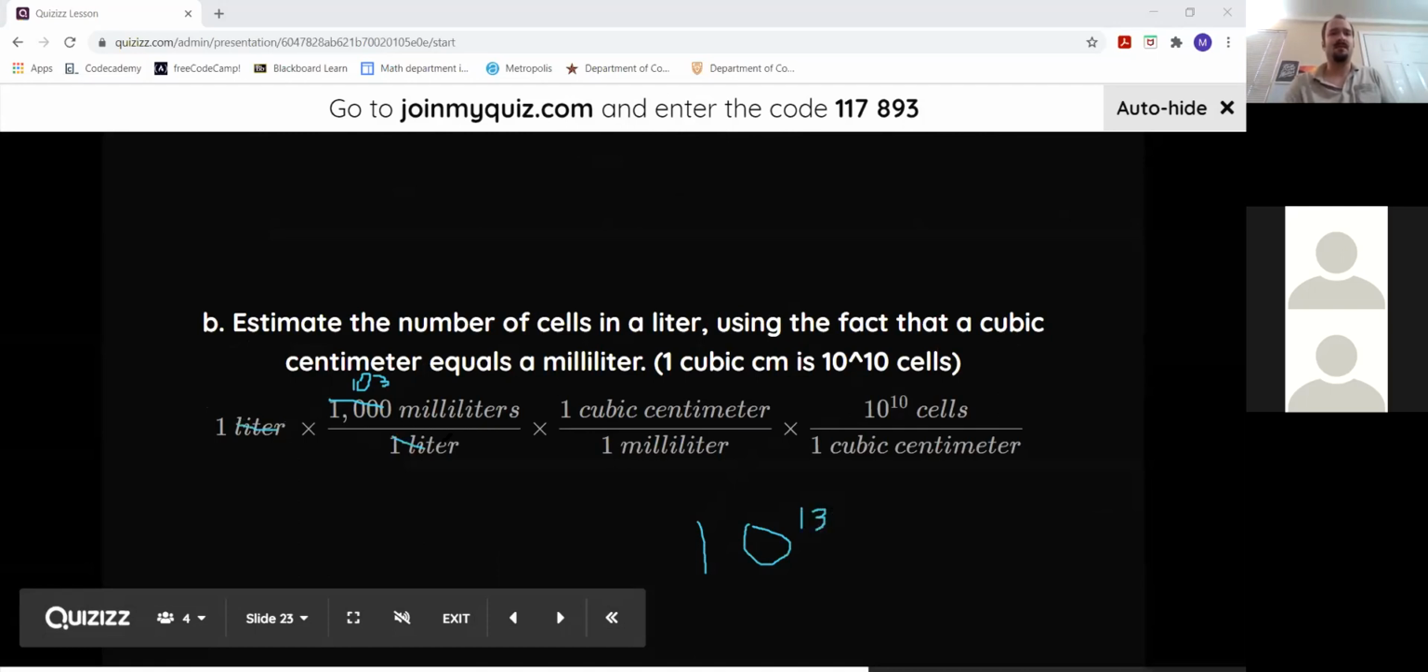Like I was saying, this gets rid of liters. This will get rid of my milliliters. This will get rid of my cubic centimeters. And I should have something in cells. Questions about this one? Okay. The next one.